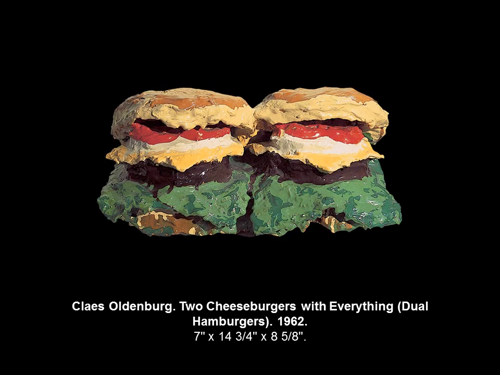In this slide we have Two Cheeseburgers with Everything, Dual Hamburgers from 1962 by Claes Oldenburg. Claes Oldenburg definitely was on the lighter side of pop art, still poking fun at American culture by taking everyday things that we consume and that are part of our everyday lives and elevating them to some type of art form.